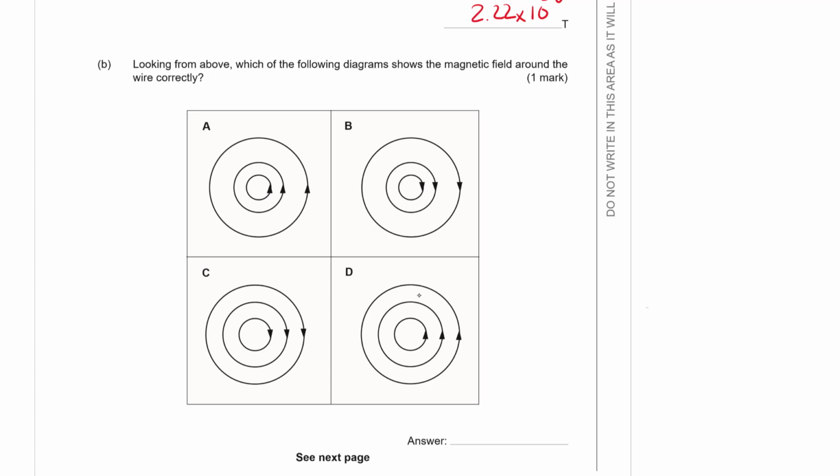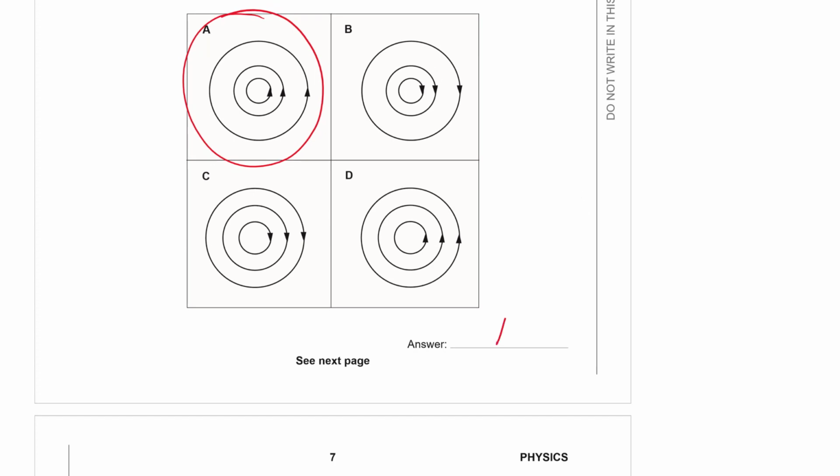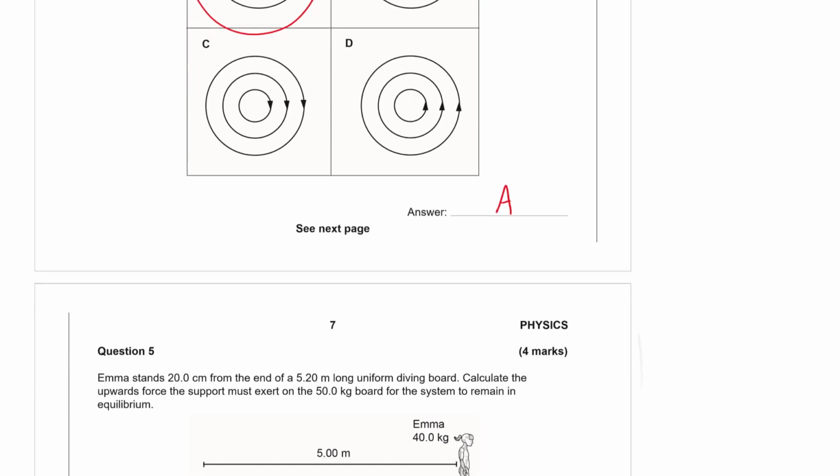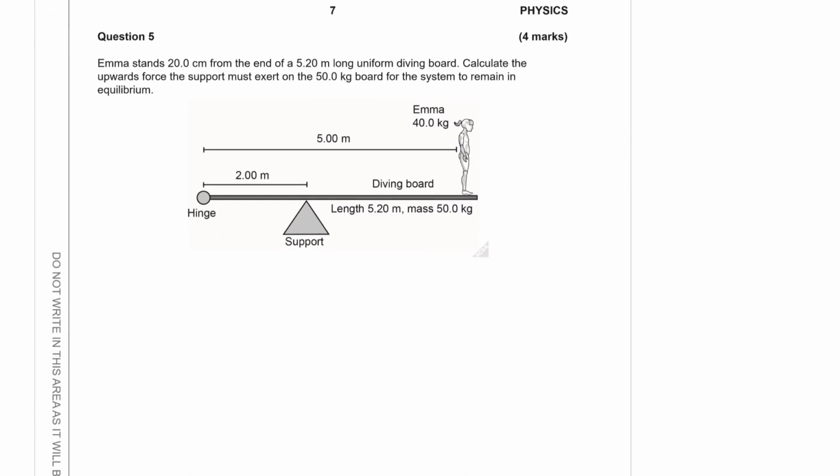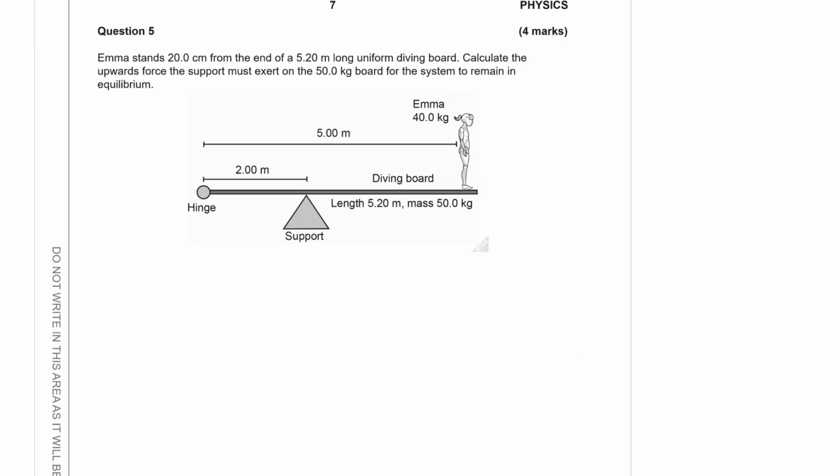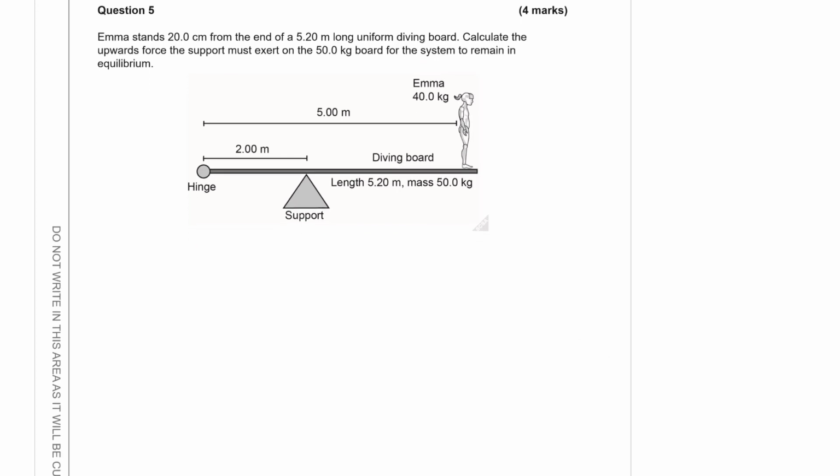However, D, the big difference between A and D is that D demonstrates that the distance between the field lines stays constant, when what we actually do expect it to drop much faster than that, and so the answer would be A. And in question 5, we've got a person standing on the end of a dive board.